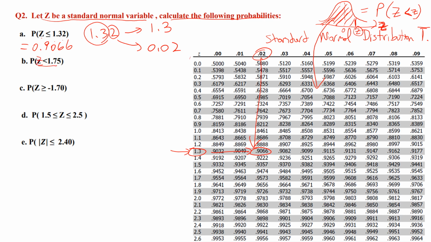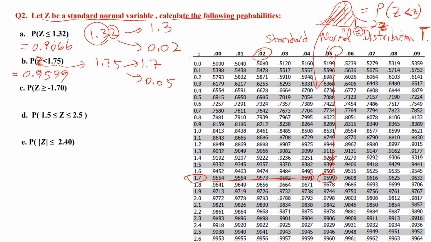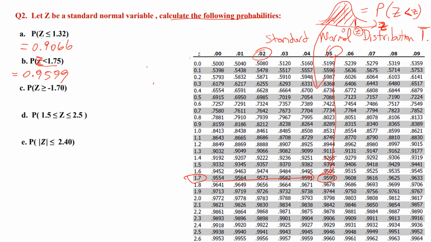I think there's a mistake. It has to be big Z here. So we do the same thing with 1.75. It has two components, 1.7 and 0.05. We check from the table, where is this 1.7? So 1.7 is here and 0.05 is here. Then it corresponds to 0.9599.